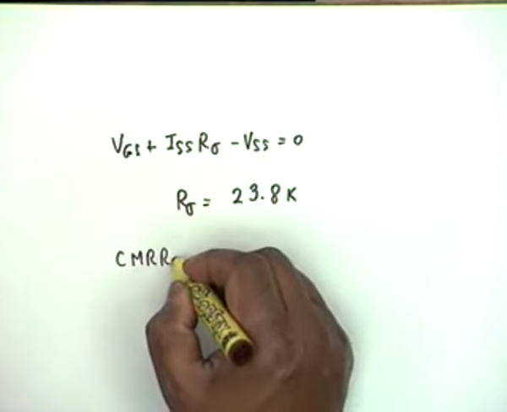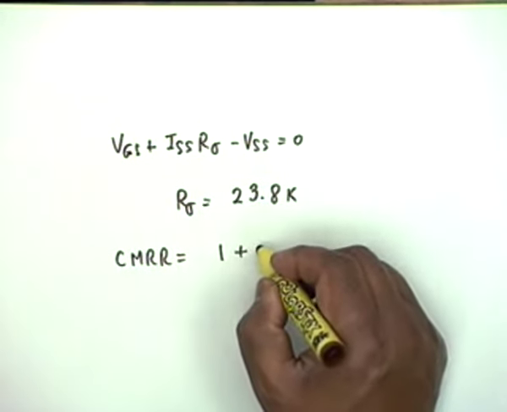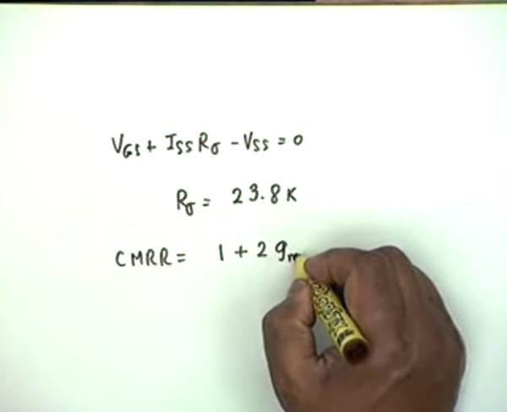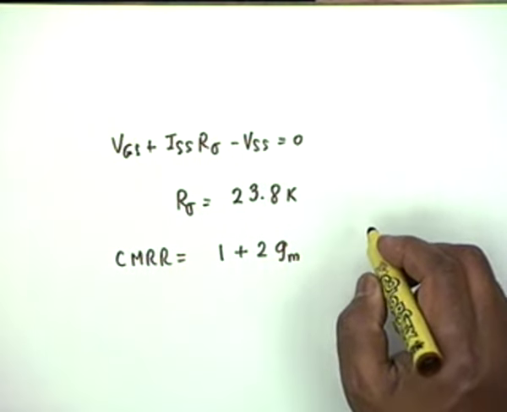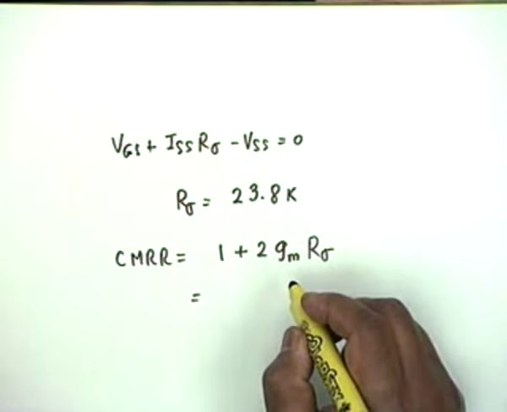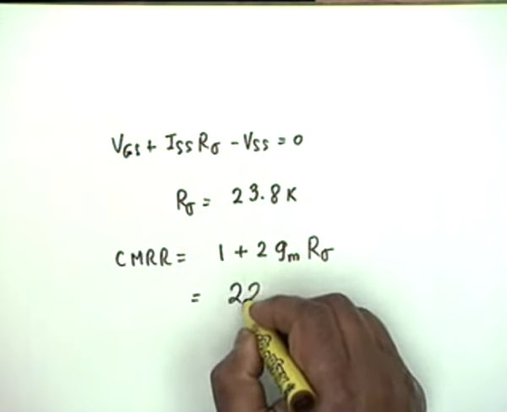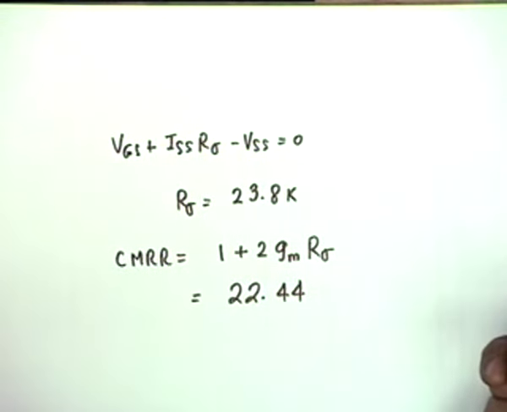Finally, I require the CMRR, and if I know GM and R sigma, CMRR is clear. It is 1 plus twice GM R sigma. It was 1 plus twice GM R EE in the earlier case. It is R sigma, and if you substitute the values, this comes out as 22.44. I'm skipping this numerical calculation. I have already done that, so I don't guarantee that it is correct. So I urge you to verify this.